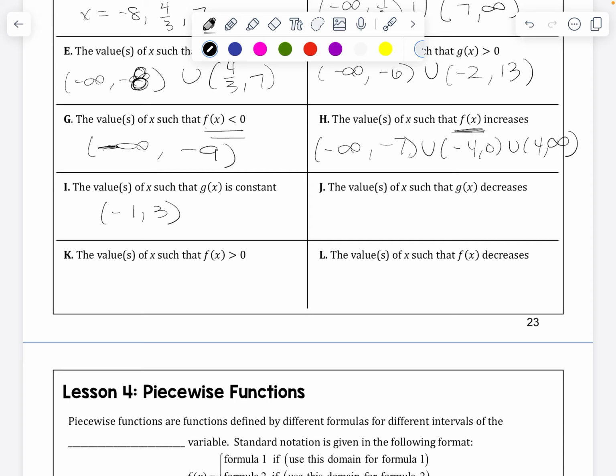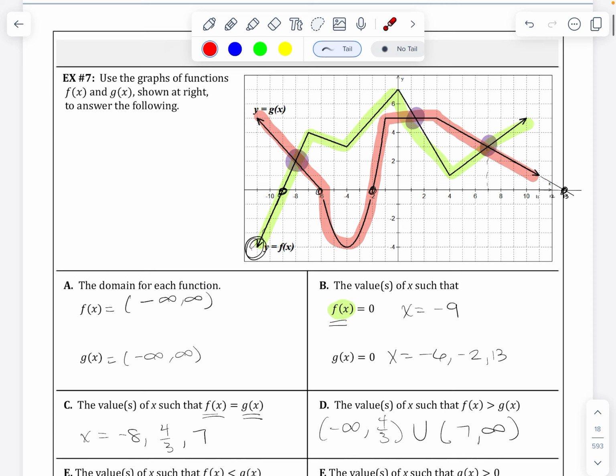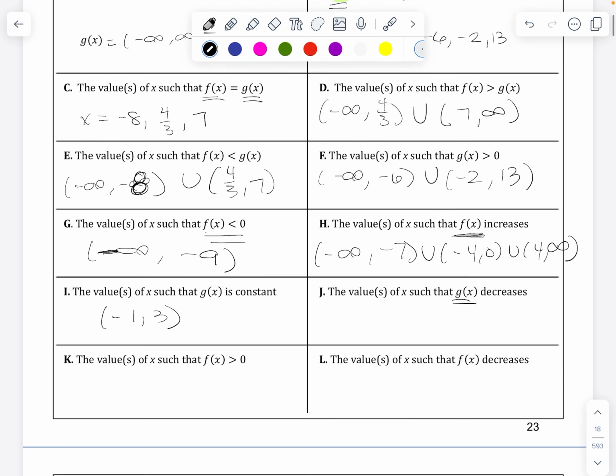Part J, it says the values where g of x decreases. We're going to look at g of x, which is that red function, and see where it's decreasing. Going down and to the right, this is still decreasing until this point right here. Then we're increasing, constant, and then decreasing again. So from negative infinity to -4, and then again from 3 to infinity.